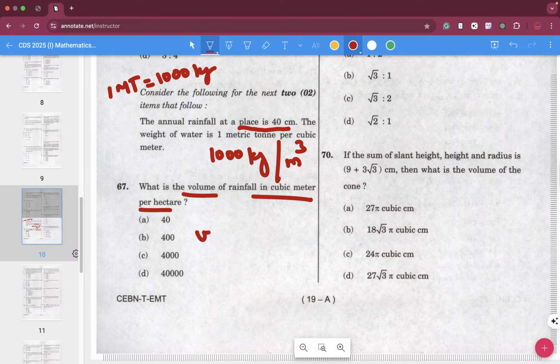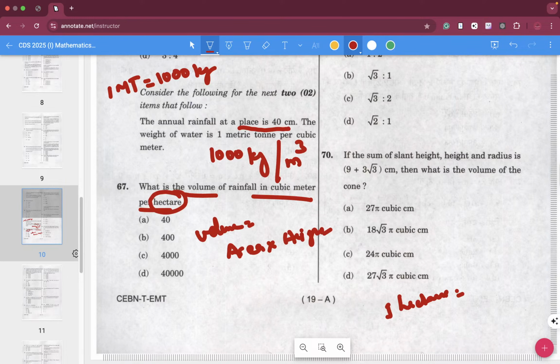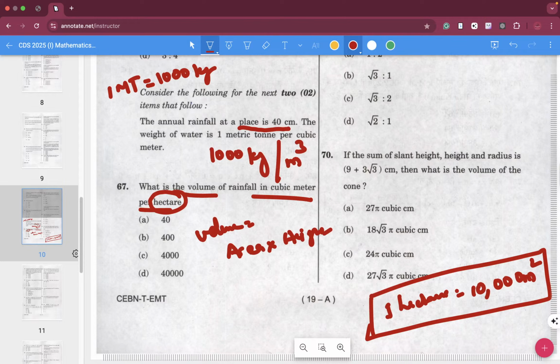What is the definition of volume? Volume is equal to area into height. Now they are saying per hectare. Per hectare means 1 hectare is what they are asking. And what do we know? 1 hectare is 10,000 meter square. Guys, keep this in your mind. They have asked hectare related questions multiple times in your CDS examination, folks. So 1 hectare is equal to 10,000 meter square.